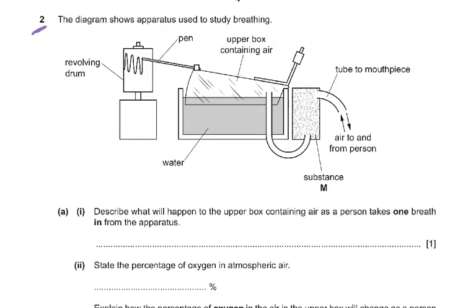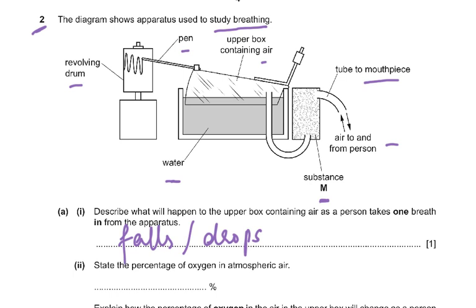Now coming to question number 2, the diagram shows an apparatus used to study breathing. We have a revolving drum, we have a pen, there's an upper box containing air, there's a tube to the mouthpiece, then there's air to and from the person, then there's a substance M, and there's water. Describe what will happen to the upper box containing air as a person takes one breath in from the apparatus. So what is the upper box going to do? The upper box is going to fall or drop down. Or you can say drops.